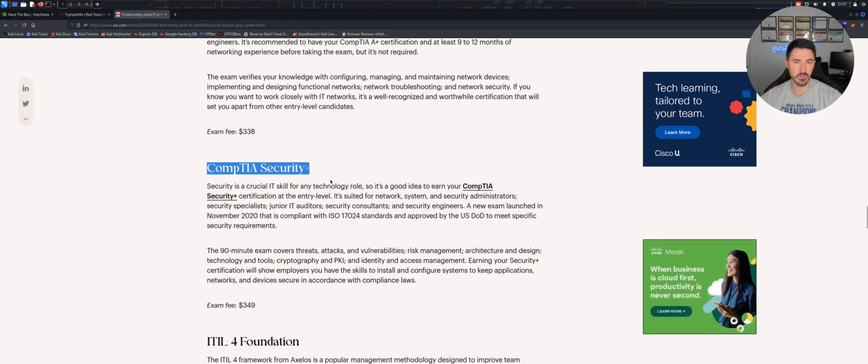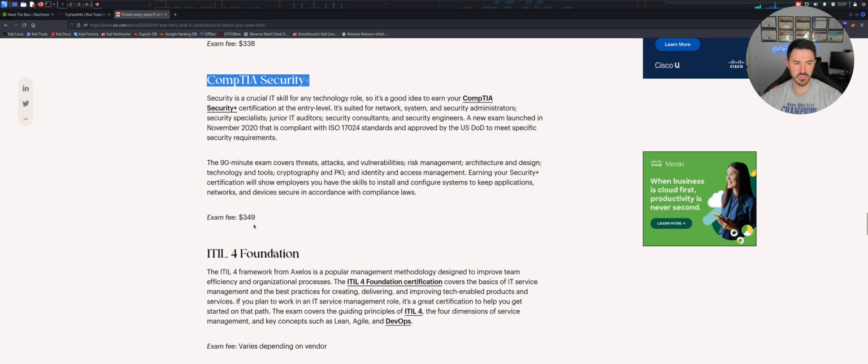Security+ as well. I think having A+, Network+, Security+ is pretty much the trifecta of the CompTIA certifications. It should give you the fundamentals of cybersecurity and some security topics. So it's like $350.